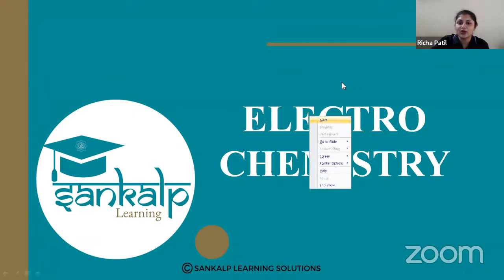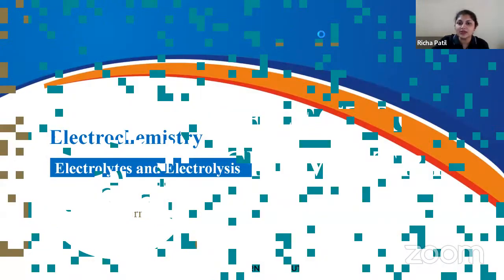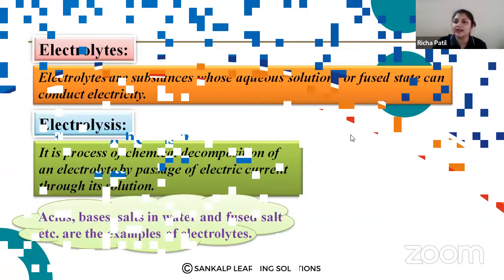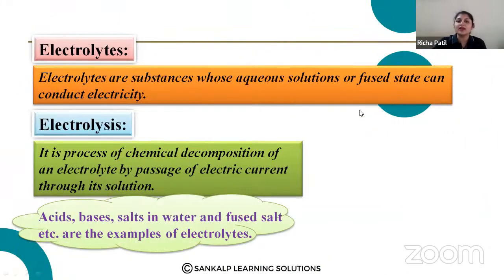So we are going to start with the topic. We'll see certain terms. The first term is electrolytes. Okay, what do you mean by electrolytes? Electrolytes are substances whose aqueous solutions can conduct electricity. So electrolytes are the substances wherein the aqueous solutions or fused states can conduct electricity.